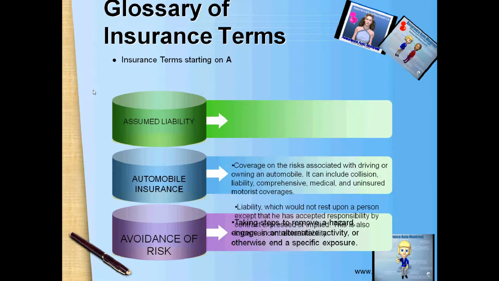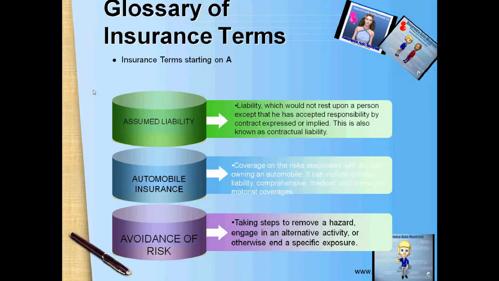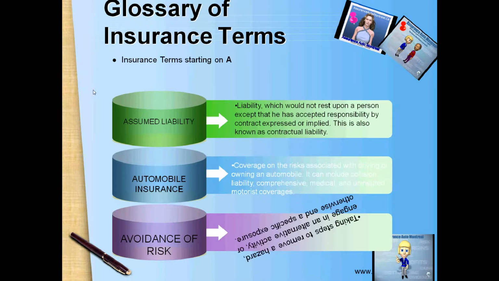Assumed liability. Liability which would not rest upon the person except that he has accepted responsibility by contract, expressed or implied. This is also known as contractual liability. Automobile insurance. Coverage on the risks associated with driving or owning an automobile. It can include collision, liability, comprehensive, medical, and uninsured motorist coverages. Avoidance of risk. Taking steps to remove a hazard, engage in an alternative activity, or otherwise end a specific exposure.